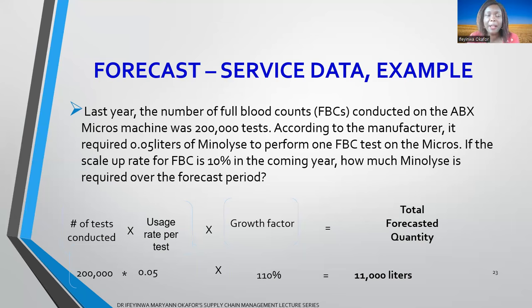If the scale-up rate for the full blood count is 10% in the incoming year, how much reagent is required over the forecasted period? Using service data, the formula that you need is the number of tests conducted times the usage rate per test multiplied by the growth factor, which gives you the total forecasted quantity.